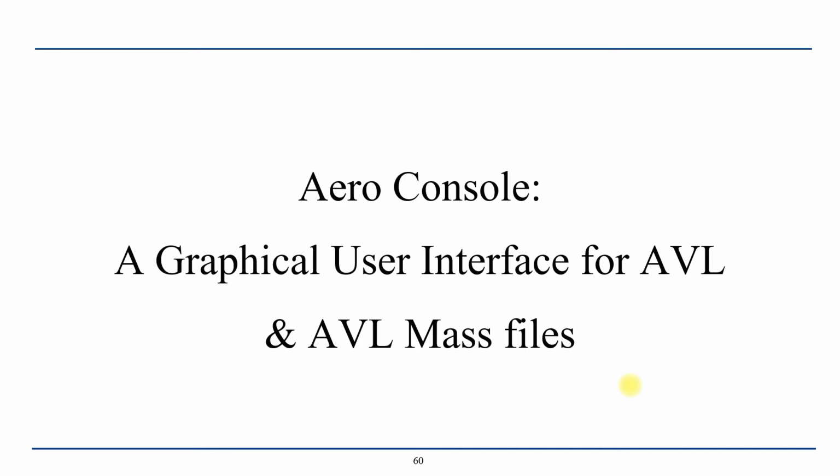In this tutorial, we're going to discuss another file type that AVL uses for its analyses, and that is the mass file. So what we will go through will be the definitions of the mass file, and we will be using the same graphical user interface that we introduced last time, Aero console, and we will revisit the geometry file that we had last time, and we see how the geometry file and the mass file can be connected, how to set it up, and how we can use it in the AVL to load and run some analysis.